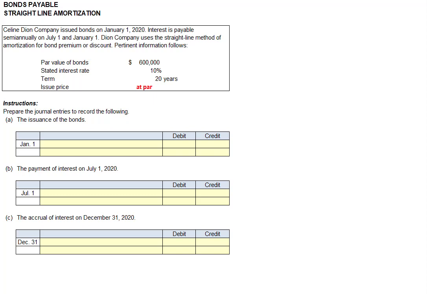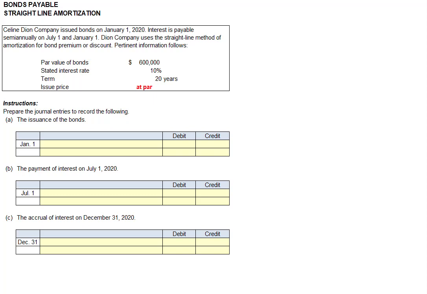In this video, we're going to walk through problems involving bonds issued at par, at a discount, and for a premium. We're told that the Celine Dion Company issued bonds on January 1, 2020. Interest is payable semi-annually on July 1st and January 1st. The Dion Company uses a straight-line method of amortization for any bond premium or discount. For our first problem, our information is given below.